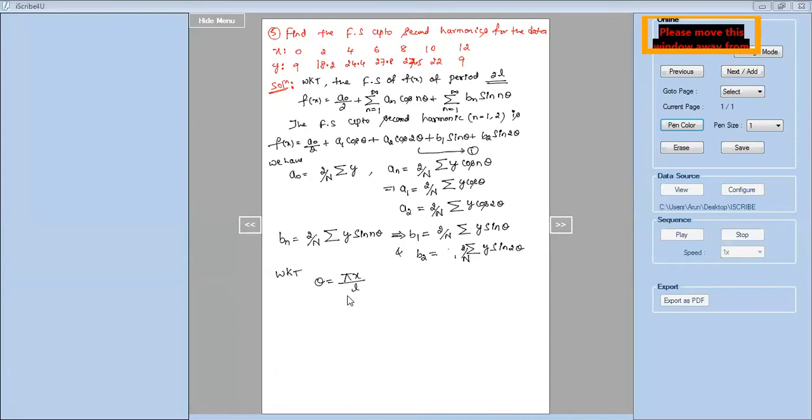But what is L here? See here, just look at this. Can you tell me what we have to do for L? How to find the L value in this? This is most important, guys. L value calculation for arbitrary data. How to find L? 2L equals 12.